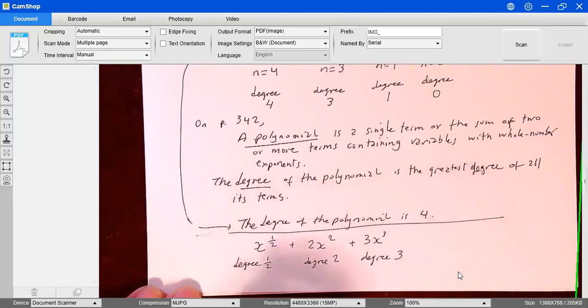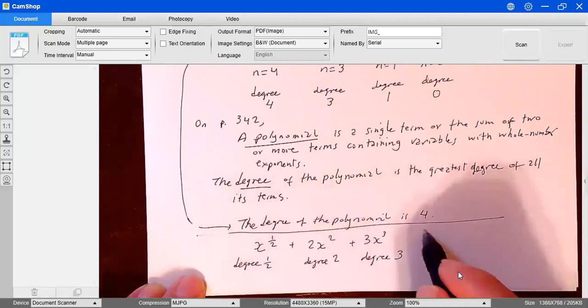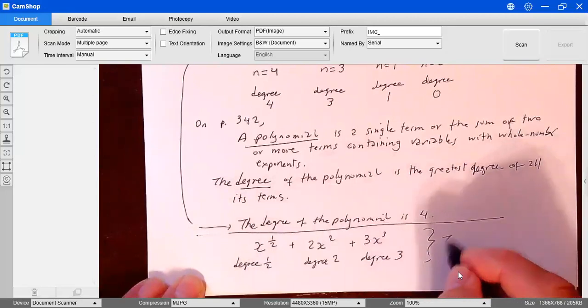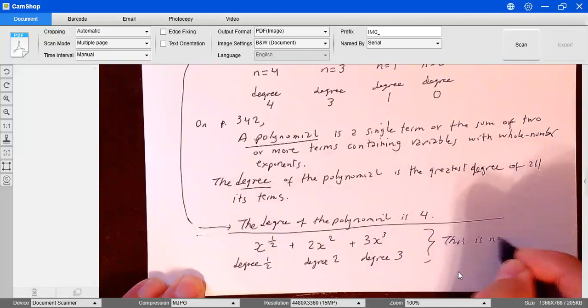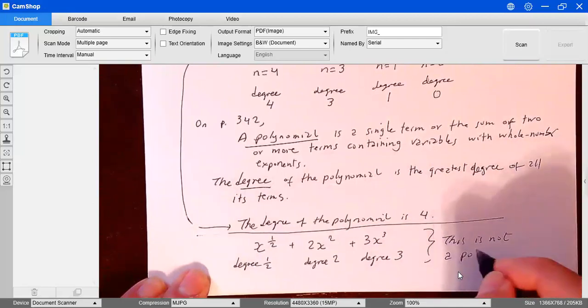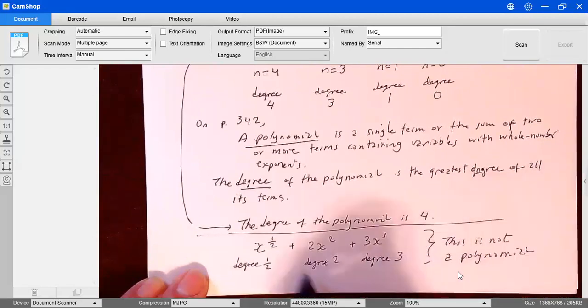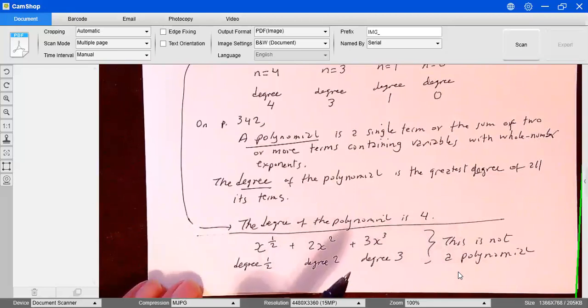So in this case, we have one term with a degree that is not a whole number. Because of this, the entire algebraic expression is not a polynomial. So this is not a polynomial. So we need exponents being whole numbers to have a polynomial.